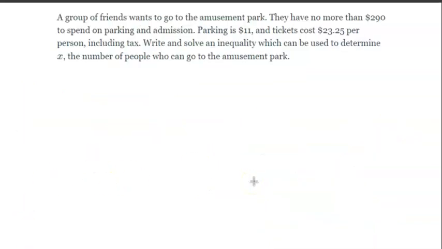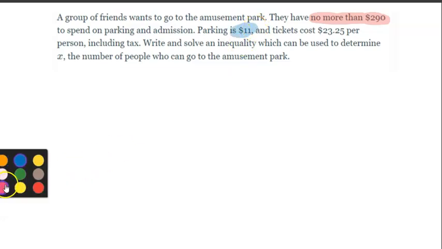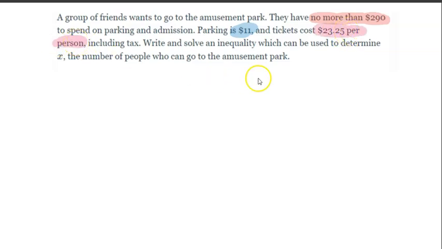For the last type of problem, you might recall using tape diagrams when we did these types of problems. So let's look at this; it is going to be an inequality. A group of friends wants to go to the amusement park. They have no more than $290 to spend on parking and admission. Parking is $11 and tickets are $23.25 per person. Now, we want to know how many people can go to the amusement park, but the "no more than" tells us that it's an inequality.